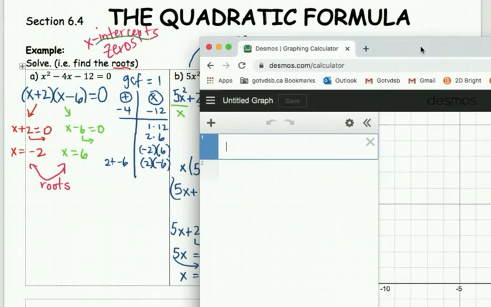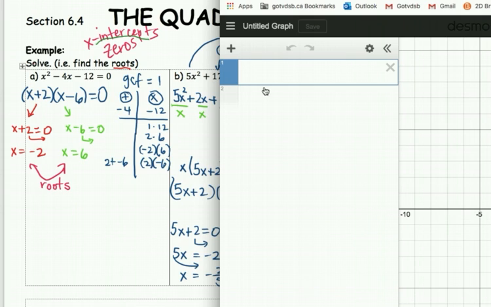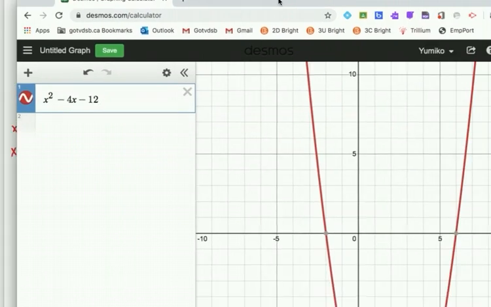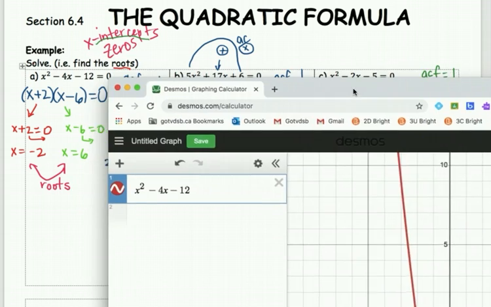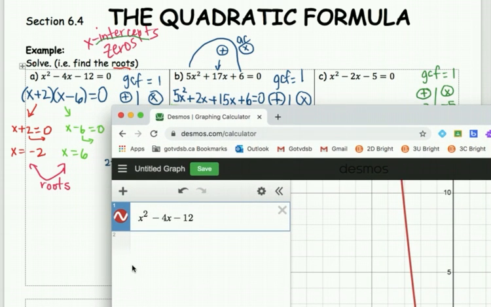Just to show you, I'm going to type in this first one here. So we have x squared minus 4x minus 12. When we factored and solved it, we found the roots. Those roots are the x-intercepts. If we take a look here, we have -2 and 6. So those are the correct roots.